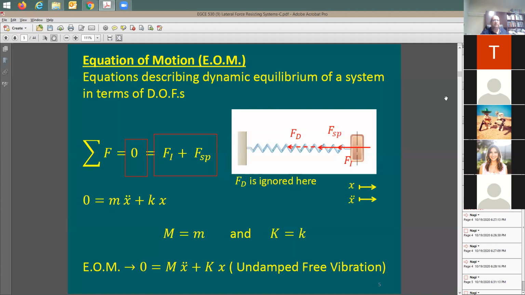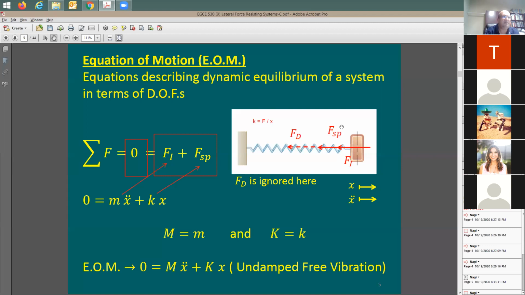This F sub I, which is the inertia force, is going to be equal to m x double dot. X double dot is the acceleration, and m is the mass of the system. The spring force is going to be equal to the stiffness of the spring multiplied by displacement x. And this makes sense because what's the definition of the stiffness? The stiffness is the force per unit displacement. So I can write it here: K is equal to the force divided by displacement x.